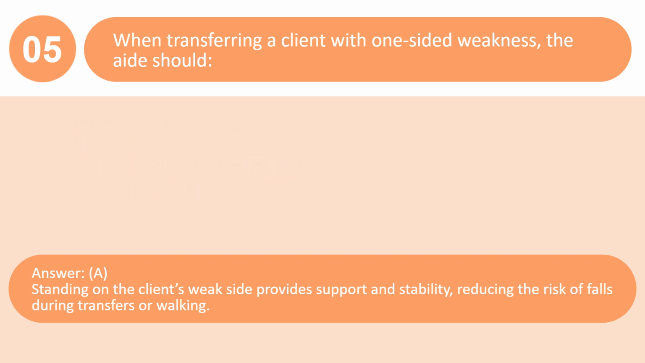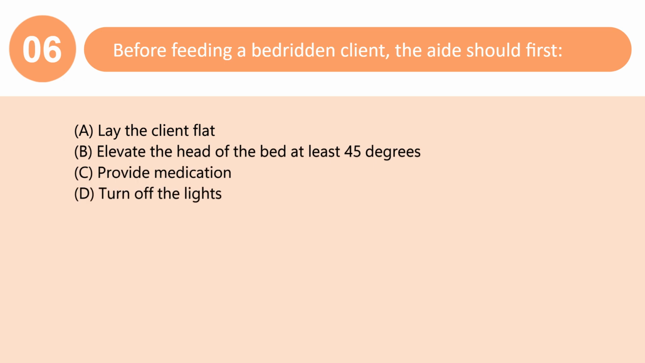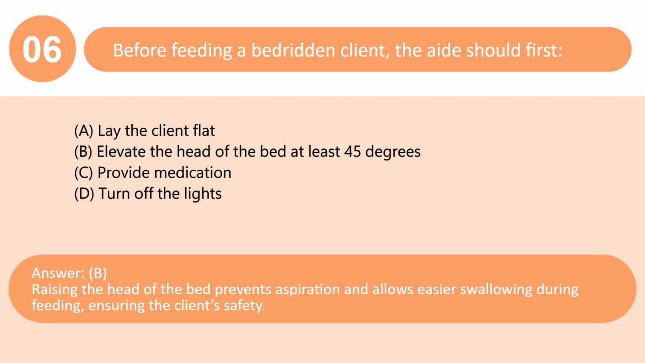Before feeding a bedridden client, the aide should first A. Lay the client flat. B. Elevate the head of the bed at least 45 degrees. C. Provide medication. D. Turn off the lights. Answer B. Raising the head of the bed prevents aspiration and allows easier swallowing during feeding, ensuring the client's safety.